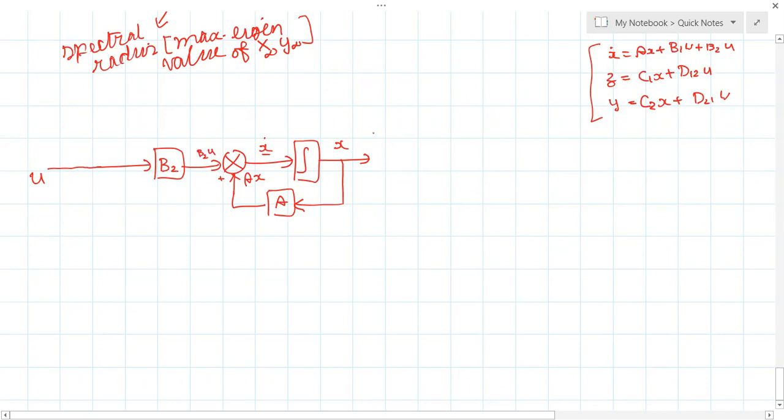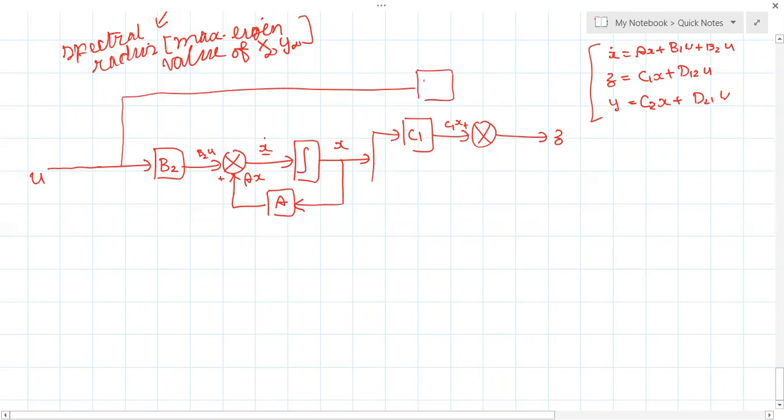Now what next? There will be 2 blocks here. C1. This is z. So z means C1x plus D12u. This is u, so this gain is D12, so this is D12u. So what did we say? C1x plus D12u. The regulated output is satisfied.